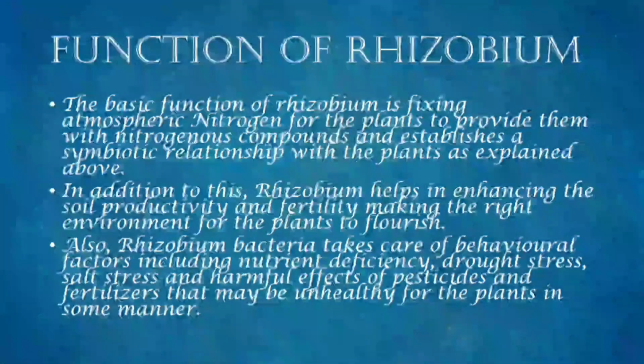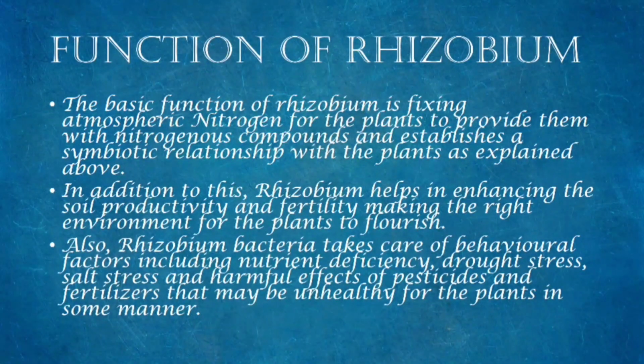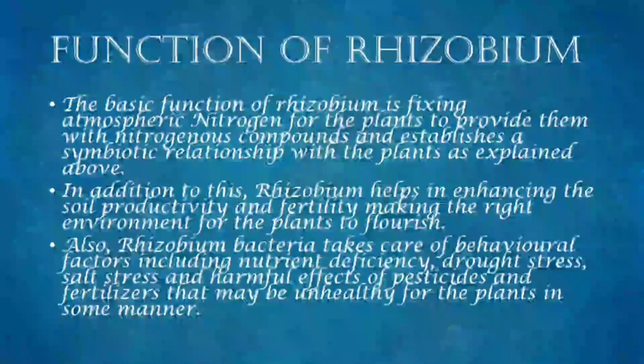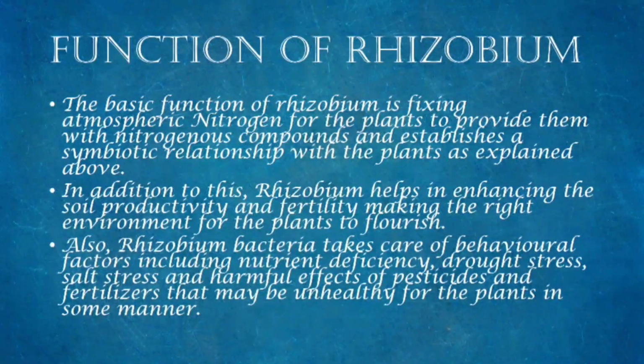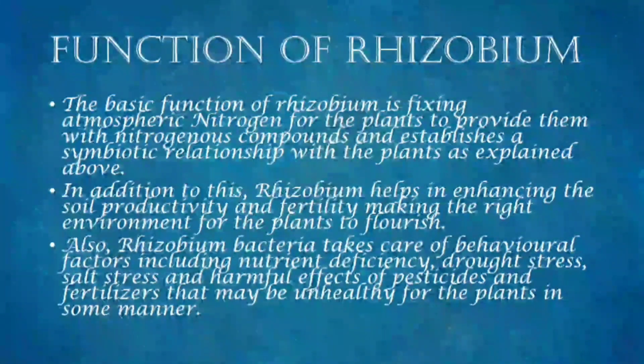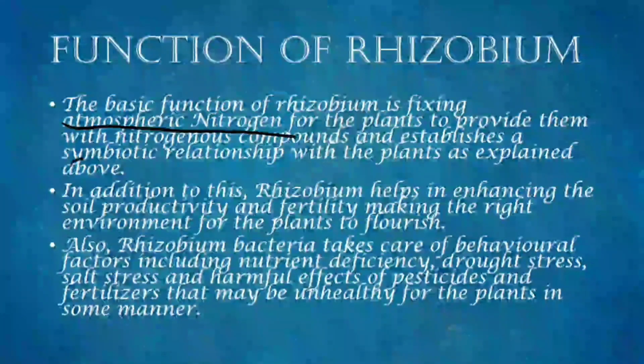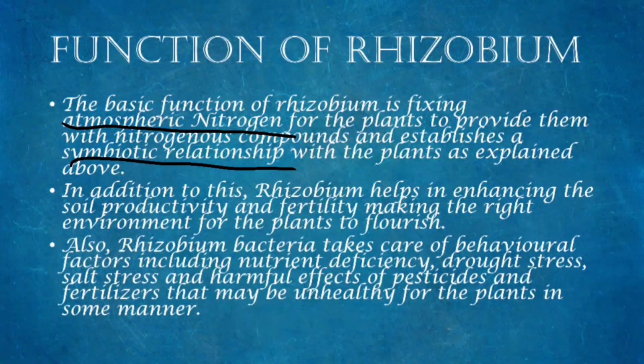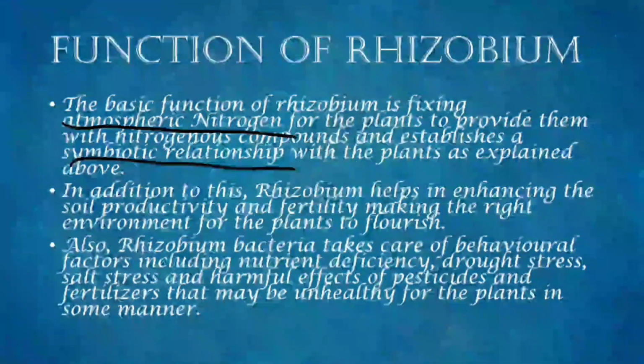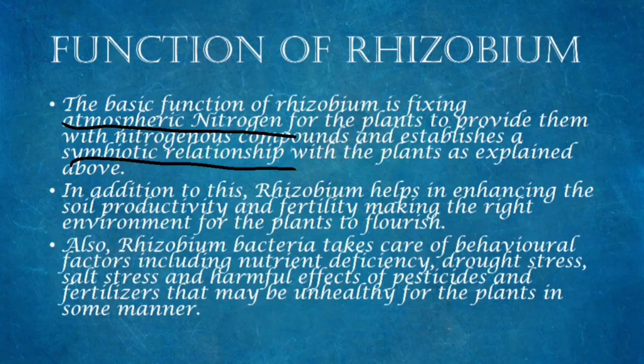Next, what is the function of Rhizobium? We have seen it is about nitrogen fixation. The basic function of Rhizobium, as we discussed, is atmospheric nitrogen fixation for the plants, and Rhizobium lives in a symbiotic relationship with the plant. These are the two things we studied from the first slide. In addition to this, we have something else to study.